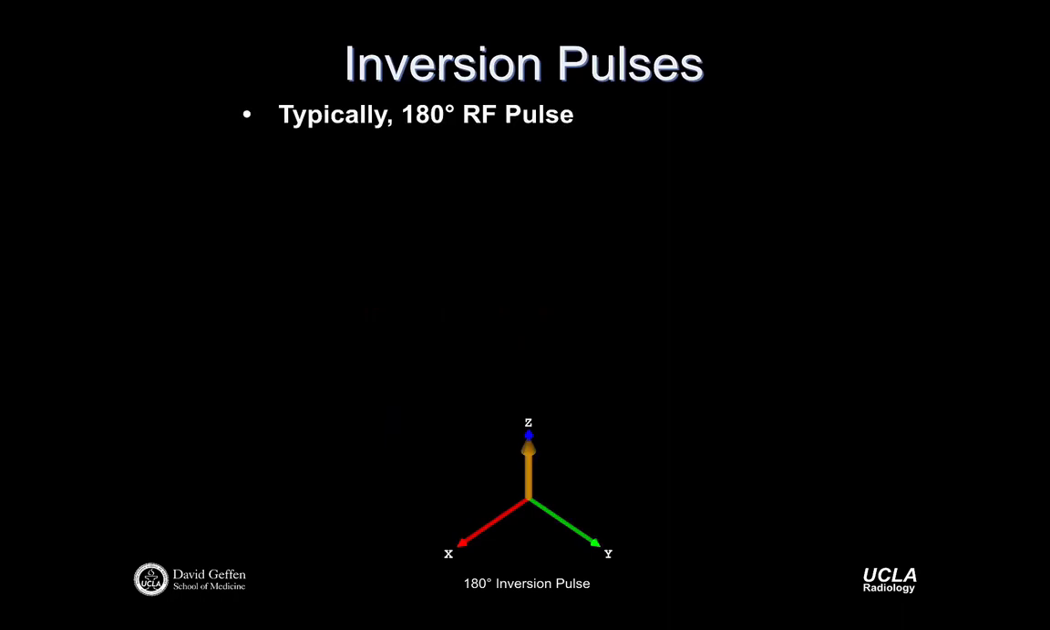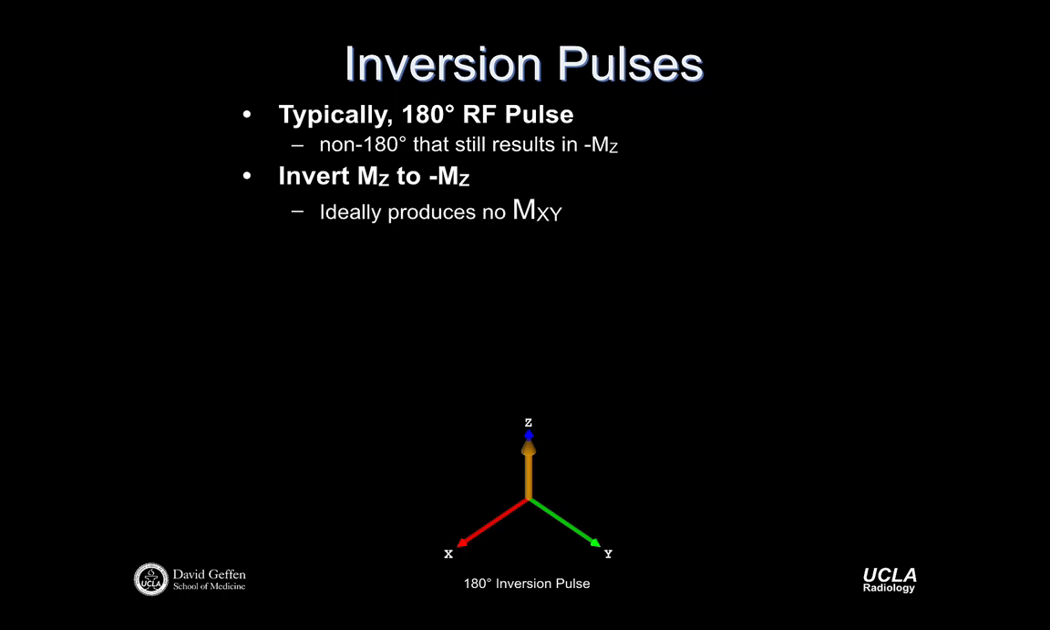Interestingly, we have this concept of inversion pulses. That's maybe not an entirely obvious thing. I showed you an example just a second ago. Typically, they're going to be 180-degree pulses. I'm going to take my bulk magnetization and turn it upside down. But in principle, if it's less than 180 degrees but still gives me some negative MZ component, that would be an inversion pulse. So if you went 91 degrees, it's not a very good inversion pulse, but you do have some negative MZ magnetization. You're going to invert your MZ magnetization to minus Z. Under ideal circumstances, you won't generate any MXY. It'll just go through that transverse plane, and it'll be perfectly inverted, and then it'll relax from there.